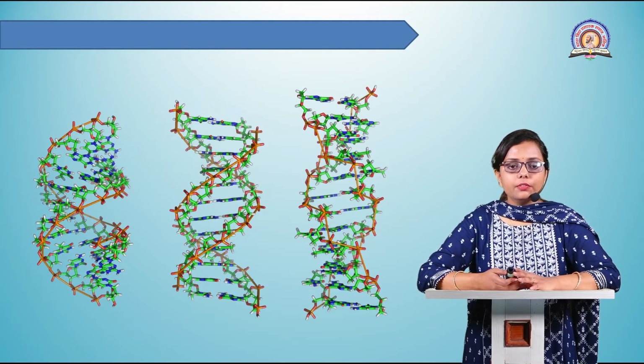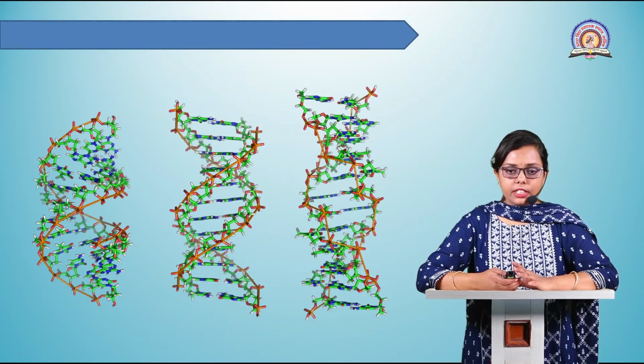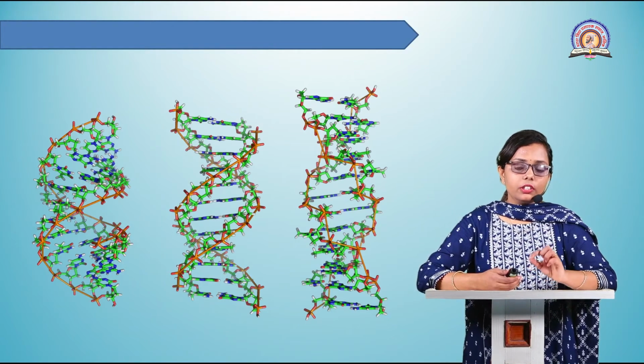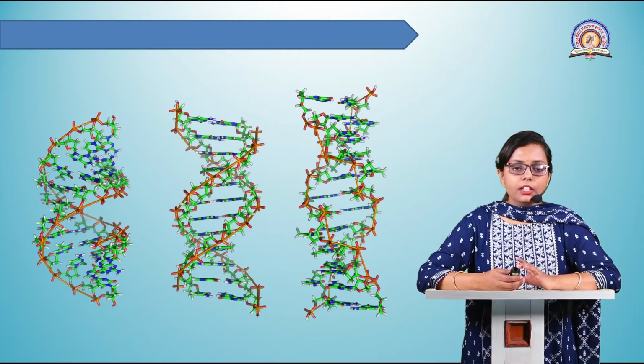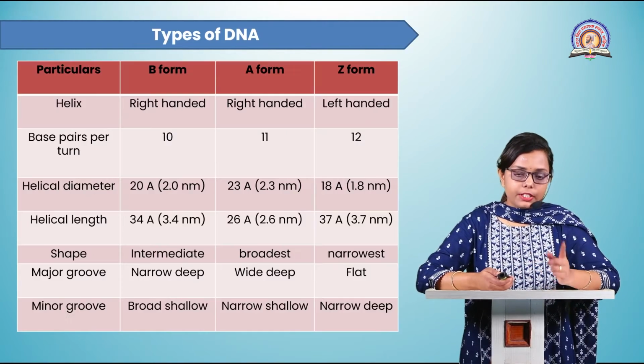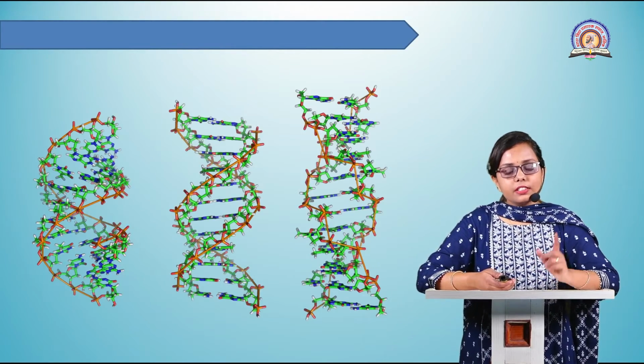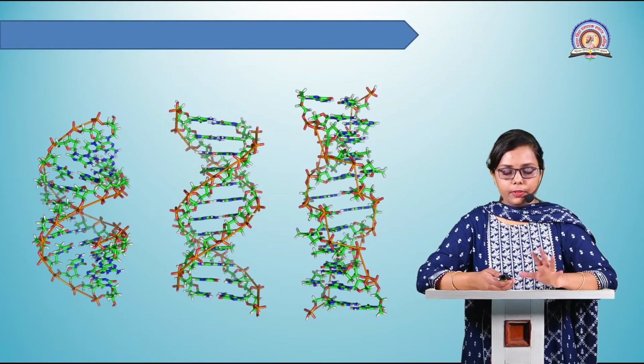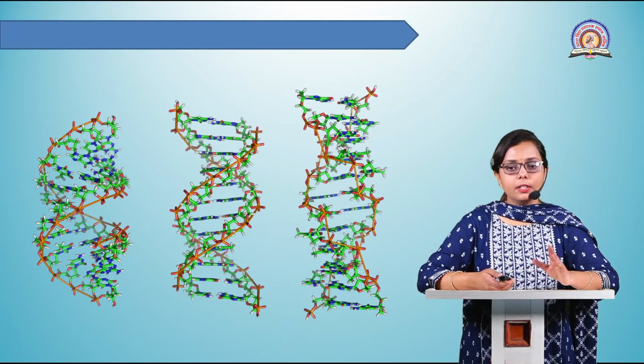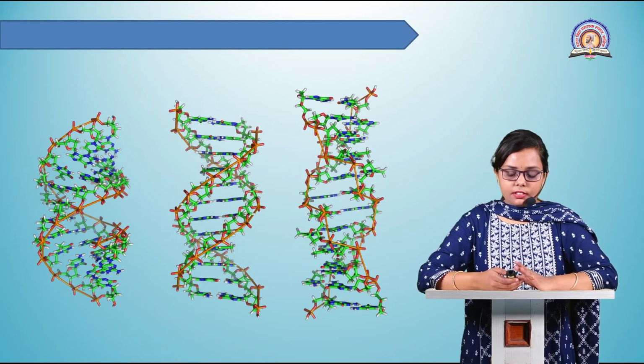This is the diagram for the A form, B form and Z form of DNA. I purposely have not labeled this particular diagram. After reading this table, you are going to guess which diagram is of which form, that means which one is the B, which one is the A and which one is the Z. This is the task for you.